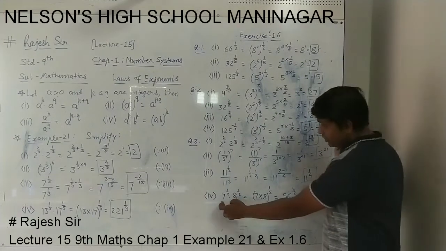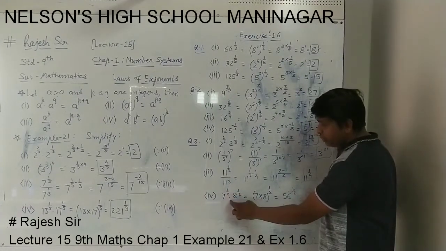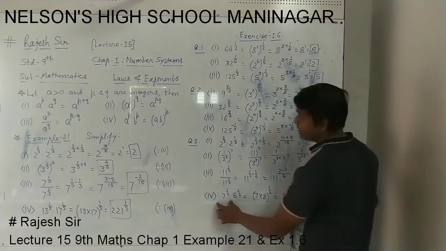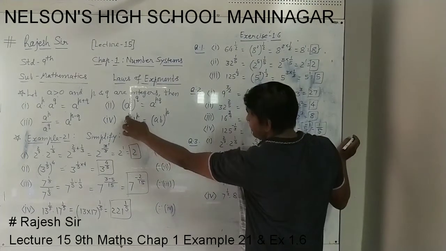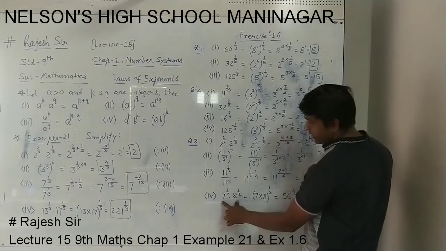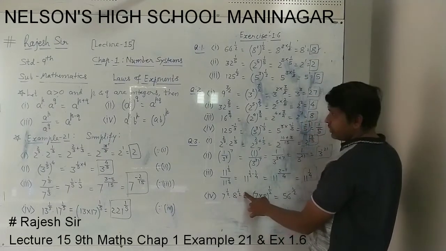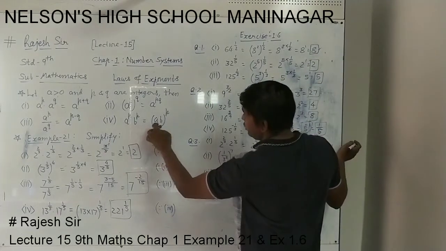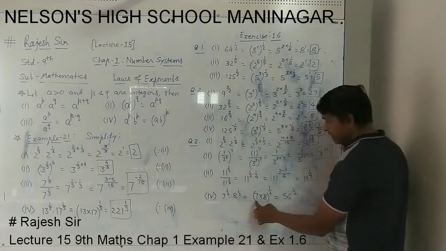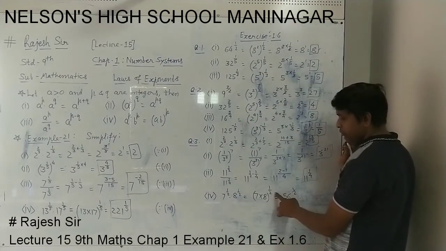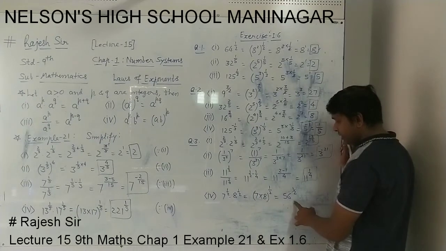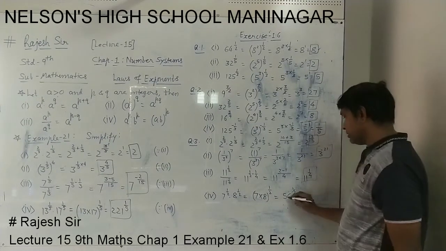The last and final question is 7 raised to 1 by 2 into 8 raised to 1 by 2. It is the same as the fourth one: a and b are different but powers are the same. 7 and 8 are different but the powers, 1 by 2, are the same. What do we have to do? a into b, whole raised to the common power. 7 into 8, whole raised to the common power 1 by 2. It will be 7 eights are 56, and 1 by 2 as it is.